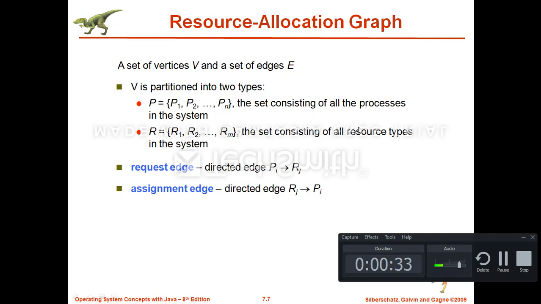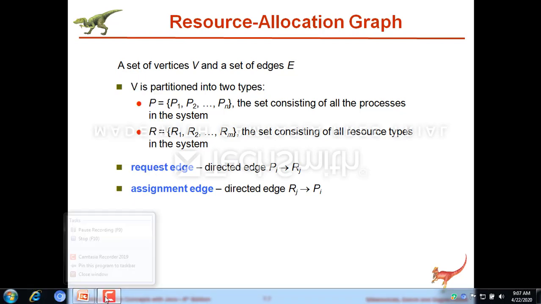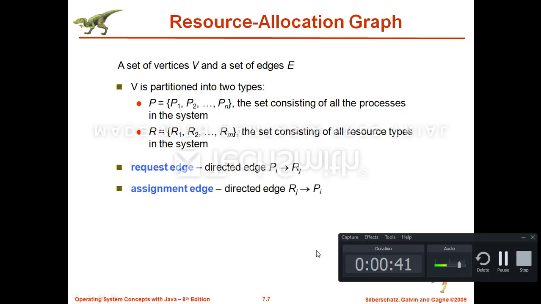In this case, we already know how we can use graphs. We know a graph is nothing but a set of vertices and a set of edges. Vertices are divided into 2 parts: one is a set of processes, another is a set of resources. Processes are how many processes you will use in the system, and resources are how many resources we have in the system. Then one more thing we need to understand here is the request edge and the assignment edge.